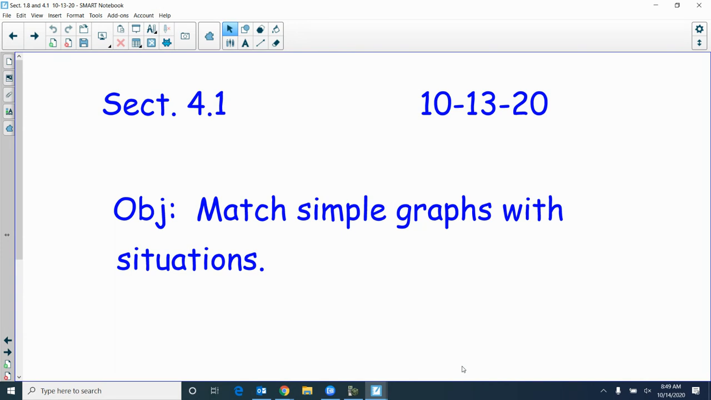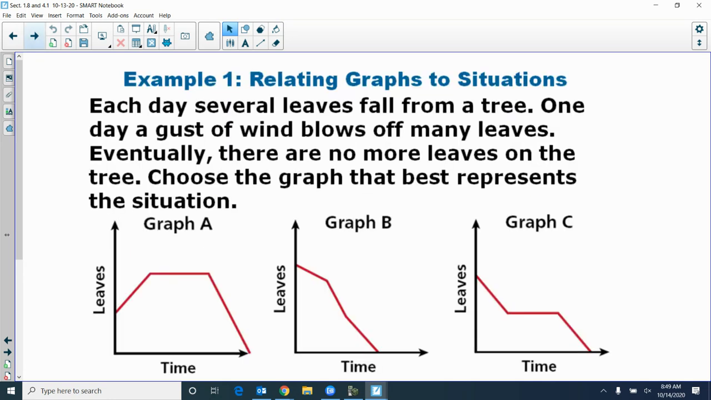Okay, so section 4.1. This is, like I said, a real quick one. We good? Matching simple graphs with situations. All right, so you're going to be given a situation. It's common sense, a little bit. You're going to have to evaluate a couple things, but for the most part, you'll be able to take the clues from the description and figure out the graph.